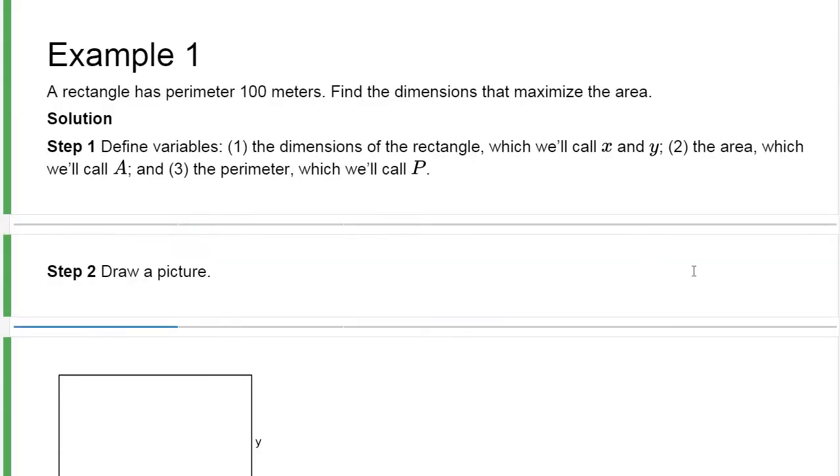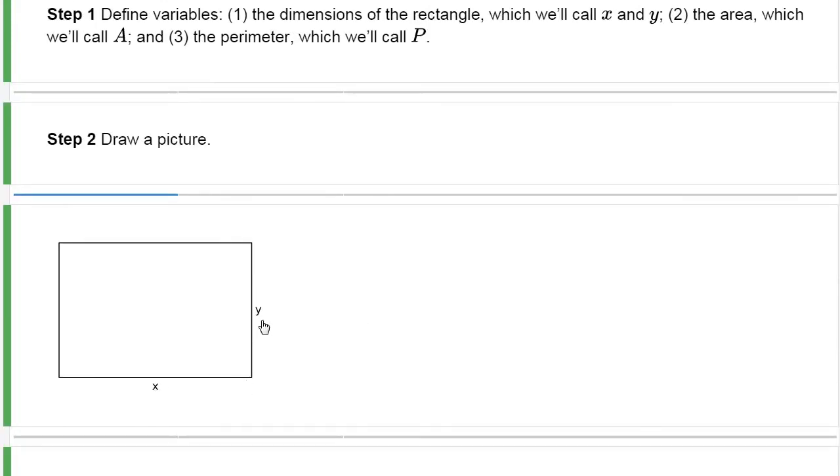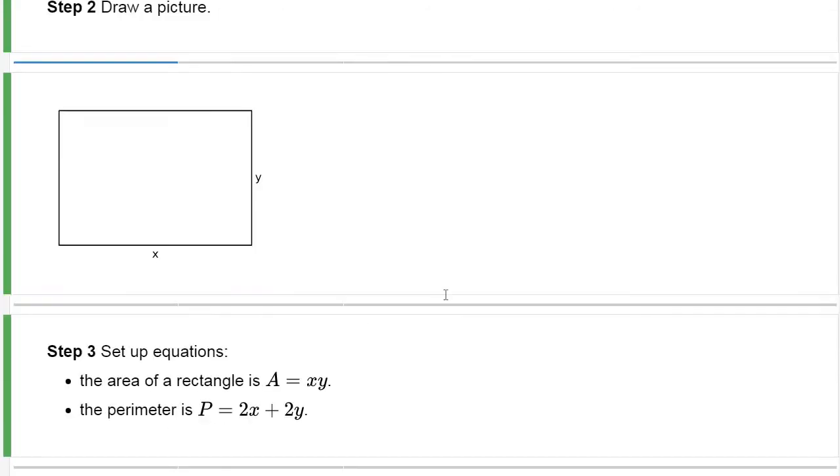Here's the first example. So we have a rectangle. The perimeter is given. I want to maximize the area. So my variables involved are the dimensions of the rectangle. I'm going to call them x and y, and the area I'll call A, the perimeter I'll call P. So here's a picture. I got a rectangle with dimensions x and y.